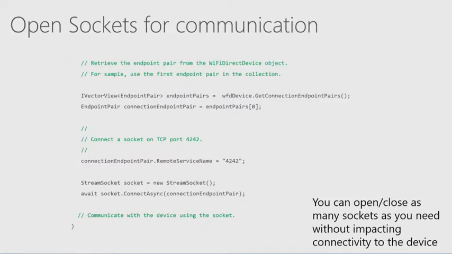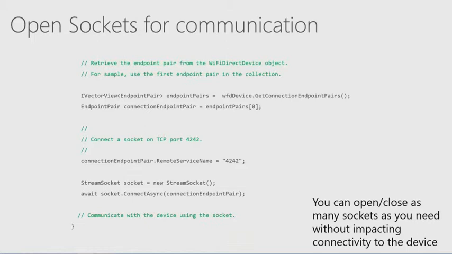Now that you've connected to the device, what's next? So I have a device, I'm already connected to it. Let's start talking to the device. We're going to use sockets to talk to the device. You create an endpoint pair, that's a host name or an IP address and a port, and you can use this to create a stream socket.